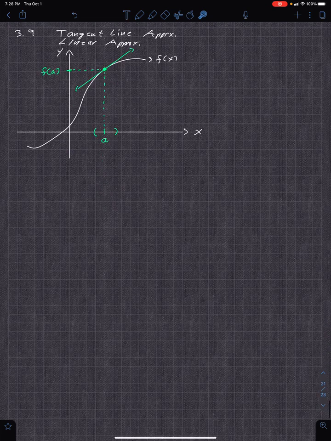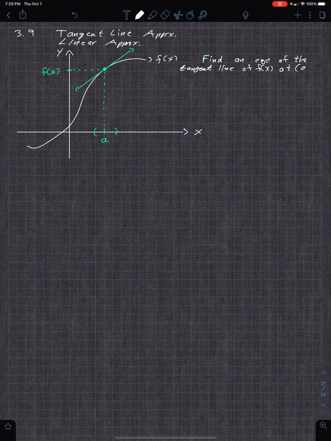So that's the idea. What we want to do is find an equation of the tangent line of f of x at the point a, f of a, because that's the point in question.